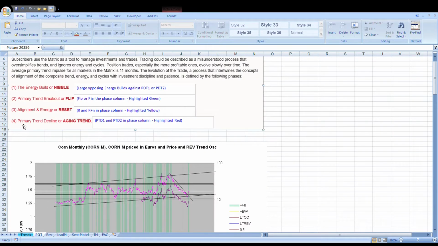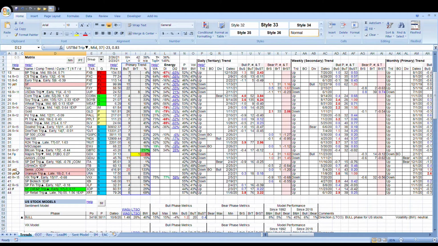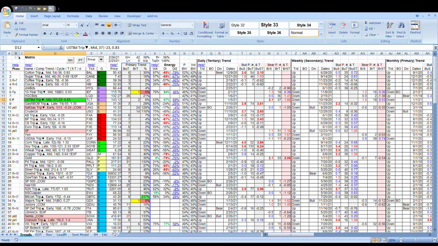The final phase is the primary trend decline, or the aging trend, and that's denoted by the codes that we talked about already, PTD1, PTD2. They're highlighted red in order for us to say this is no longer a primary trend that we would want to chase within a reset, and it's probably something that you want to change your investment strategy with, which is more or less looking for it's time to sell if you're long, or it's time to cover your short positions if you're short. So that's really the description of the phase column.